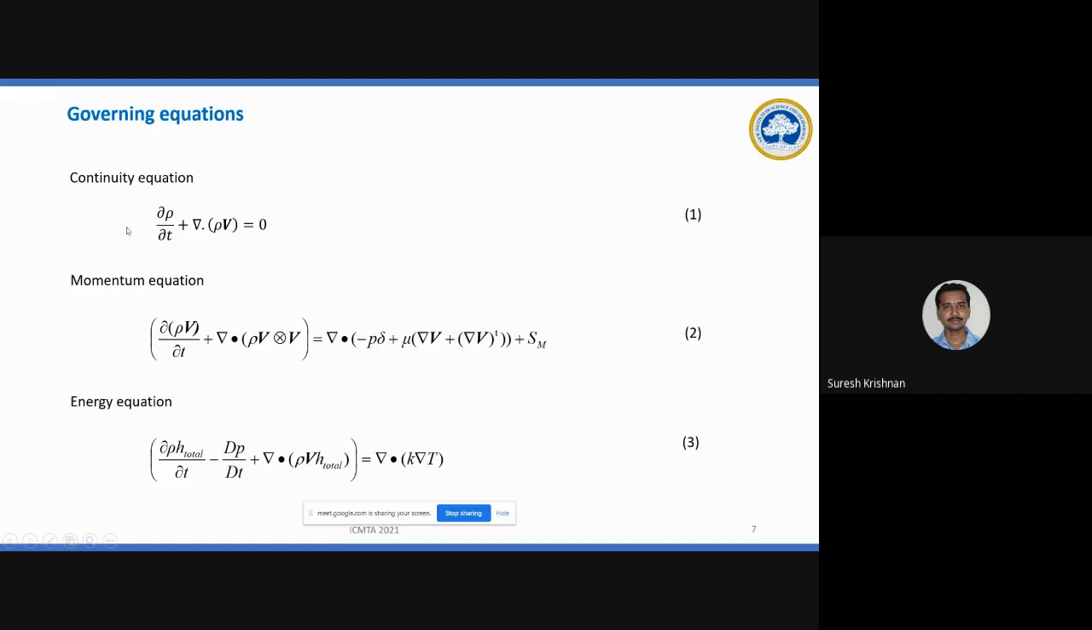Now I'm going to proceed further. So the continuity equation, momentum equation, energy equation I solved. And then here I introduced some source term. In the source term, here the density is also strongly a function of temperature. Due to that, what happens?